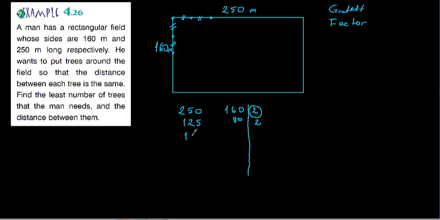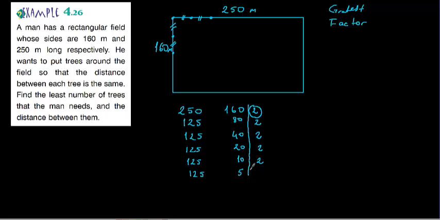125, 40, divide by 2, 125, 20, divide by 2, 125, 10, divide by 2, 125, and 5, it's going to be.